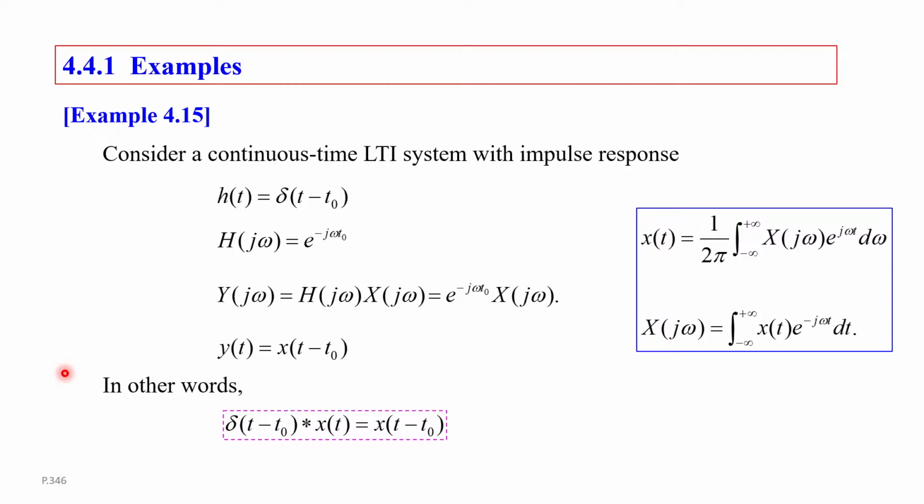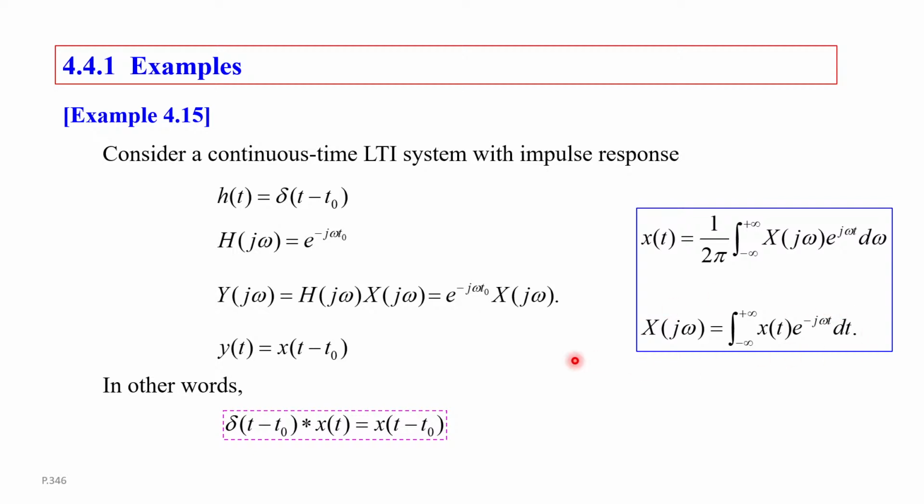So this is what we know, and then we want to check this again by going through a longer route. We want to go to the frequency domain and do multiplication, then transform back and check that we get the same result. So h of t is this delta here. Then we can calculate the big H of j omega. For the transform of this, you can do the integral, and we already did the integral somewhere, I believe, and it will give you e to the minus j omega t naught.